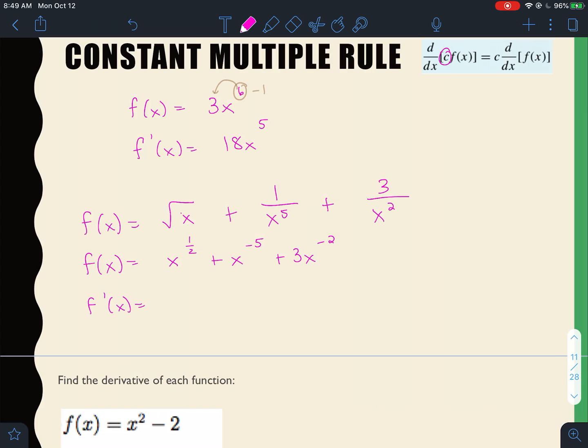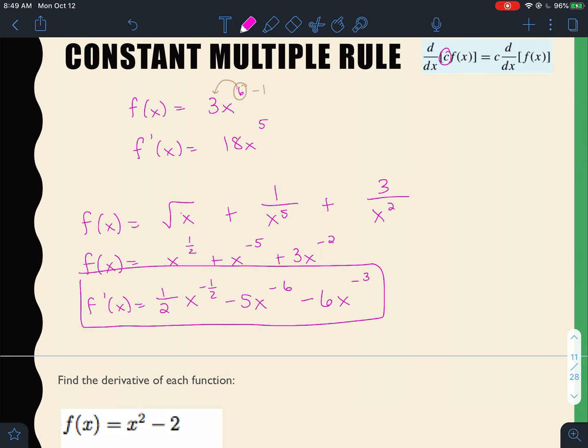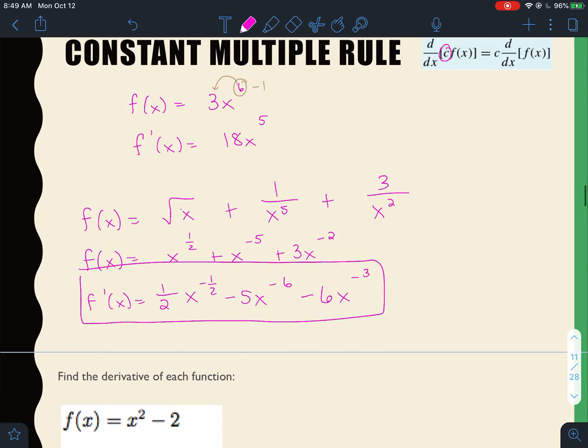So if I want to take the derivative, multiply by the exponent. So this would be 1/2 x and then subtract 1 from the exponent to the negative 1/2. Then multiply by the exponent, negative 5x. If I subtract 1 from negative 5, I get negative 6. And then 3x to the negative 2 would be negative 6x. If I subtract 1 from negative 2, I get negative 3. So my derivative would be 1/2 x to the negative 1/2 minus 5x to the negative 6 minus 6x to the negative third.